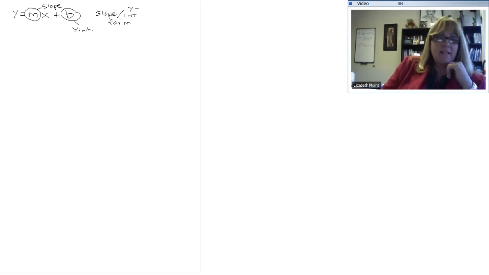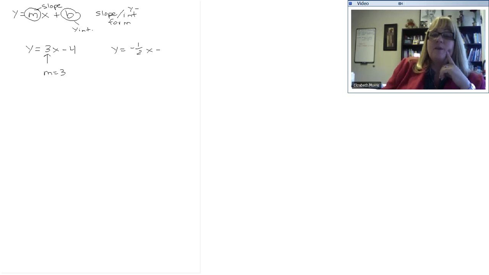So if I had something that looked like this, y equals 3x minus 4, and I wanted you to find the slope, found it, slope is 3. If I had y equals -1/2 x minus 3, what's the slope? Found it, slope is -1/2.